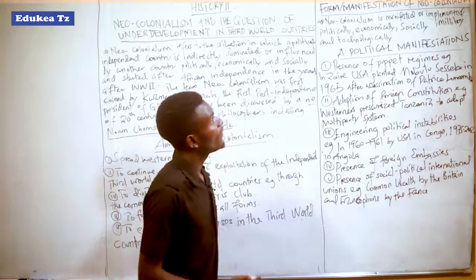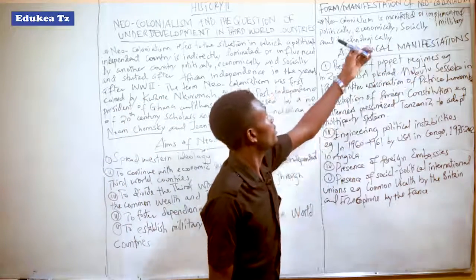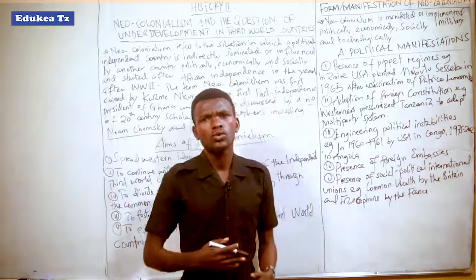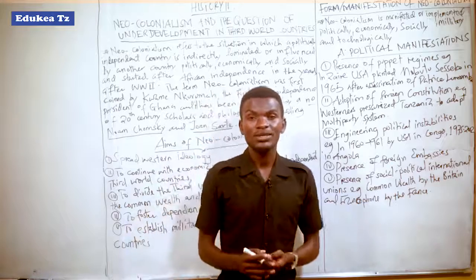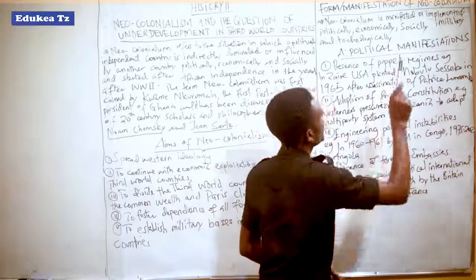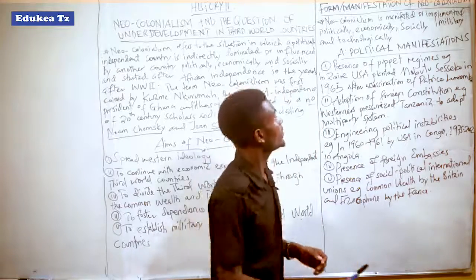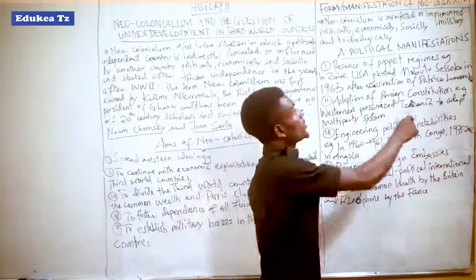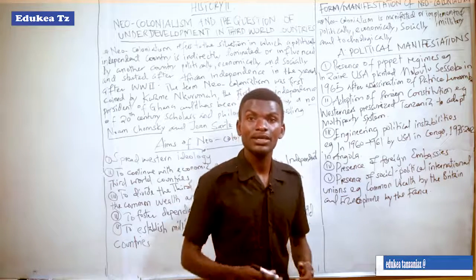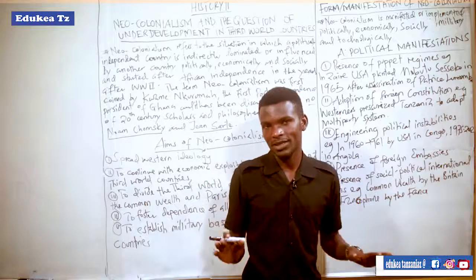So let us see the forms or manifestations of neocolonialism. Neocolonialism is manifested or implemented politically, economically, socially, militarily, and technologically. It means if we want to identify that neocolonialism is taking place in third world countries, you have to consider these five aspects. Politically, you will see that neocolonialism is still operating. Economically, neocolonialism is there. Socially, neocolonialism is operating. Militarily, I have told you that those imperialist powers have established military bases in different countries in the world. And technology, you can't disagree with me on that.